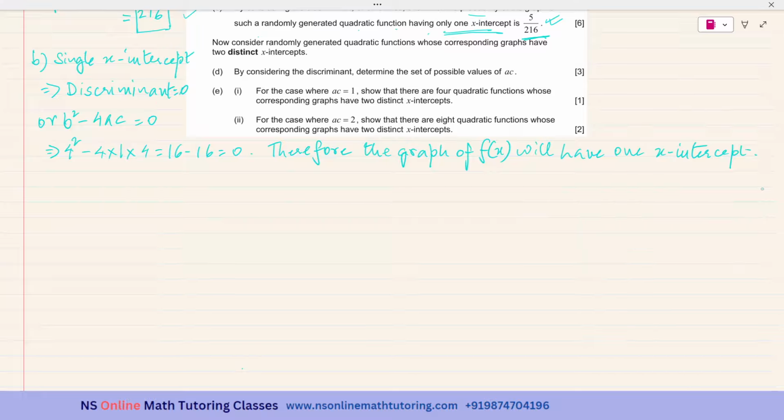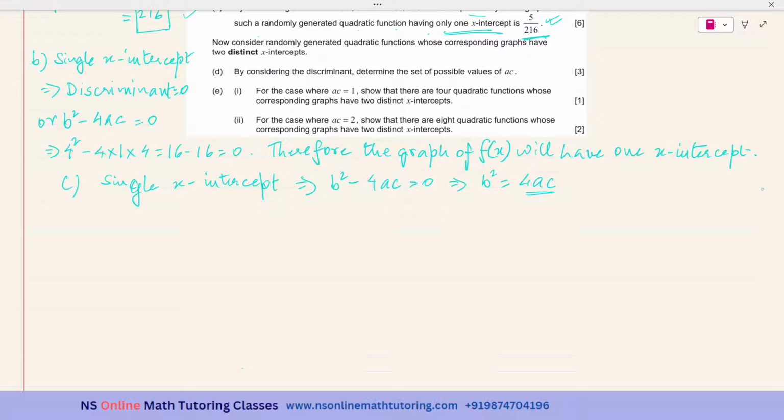it is part C. Single x-intercept implies b square minus 4ac equal to 0, or b square equal to 4ac. Okay, that means 4ac is a square number. Therefore, 4ac is a square number.